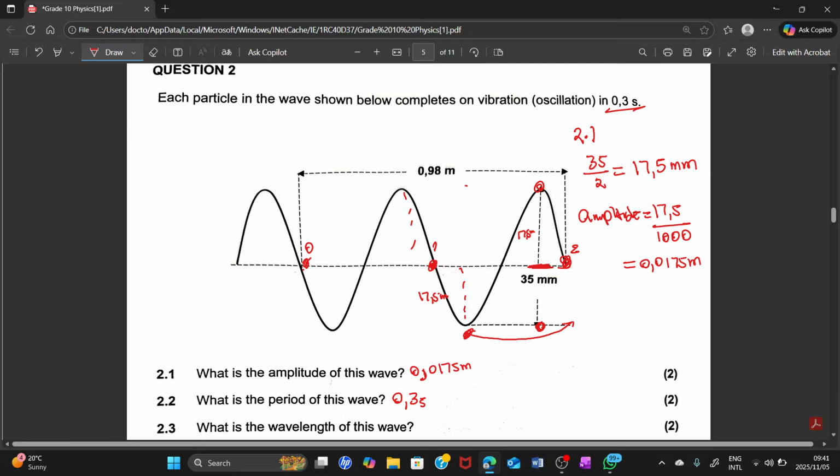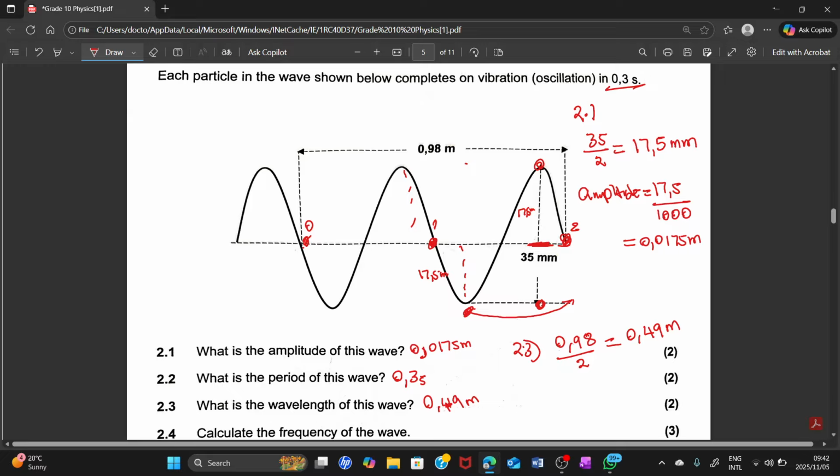So how do you solve this one? Let me write it here. 2.3, two waves. So in a simple way, you're going to say 0.98 over 2, which is going to be 0.49 meters. That is the answer for this one. Why am I dividing by 2, learners? Because we have two complete waves that are there in this question.